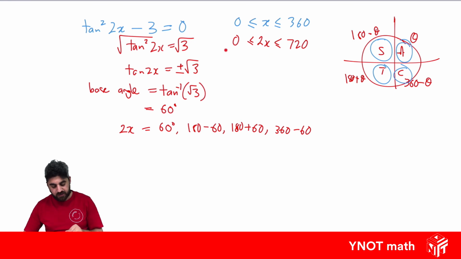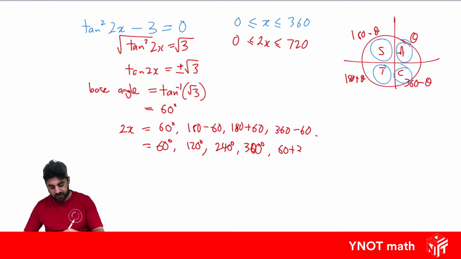But remember, we've changed our domain and we need to go around twice, which means we need to take all our answers and add another 360. Bear in mind, if you had to go around 3 times, you'd have to take the second answers and add 360 to those. So now, let's just simplify these first, just to make it a bit easier. 180 minus 60 is 120. 180 plus 60 is 240. And 360 minus 60 is 300. So our other 4 answers, we're adding 360 to those.